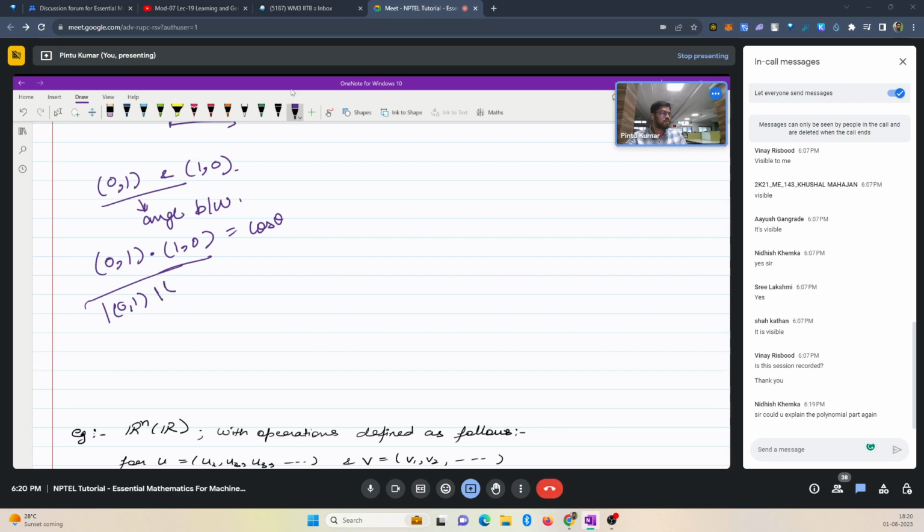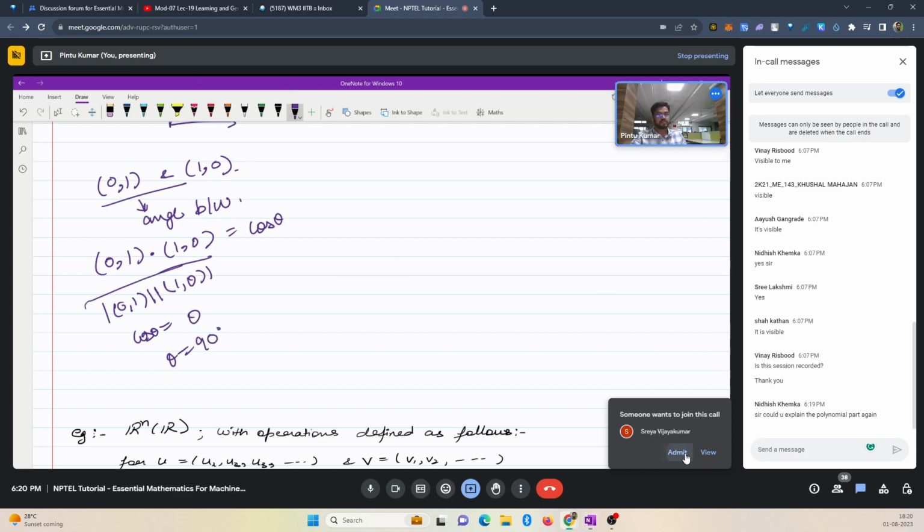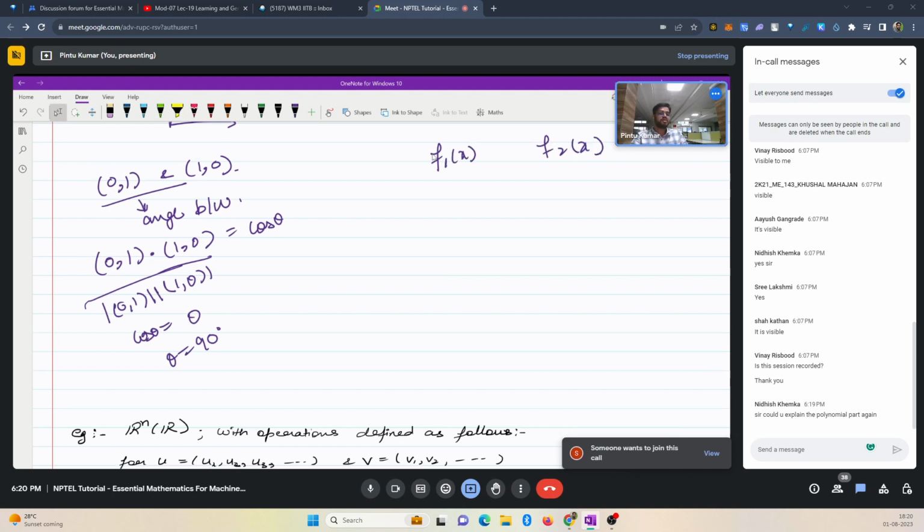And you need not raise your hand, you can just type it in the chat box or unmute yourself. So this would be 0, right? Cos theta is 0, so the angle is 90 degrees. You know this thing, right? Now let's say you have two polynomials, one is f1 of x, another is f2 of x. Then how do you find the angle between these two polynomials?